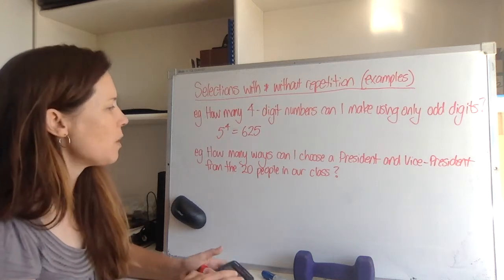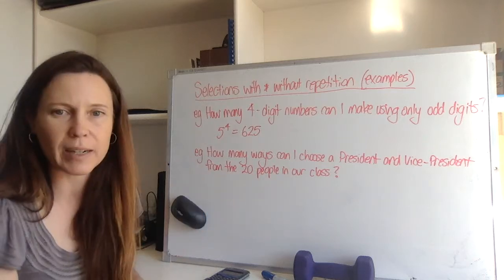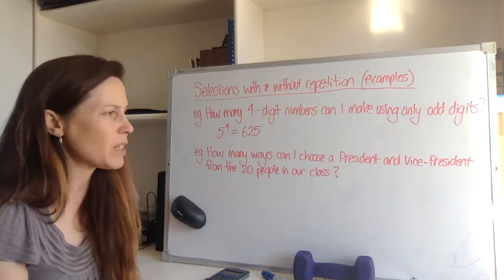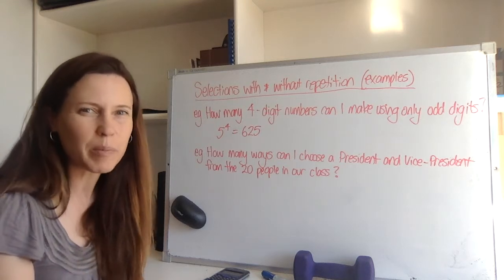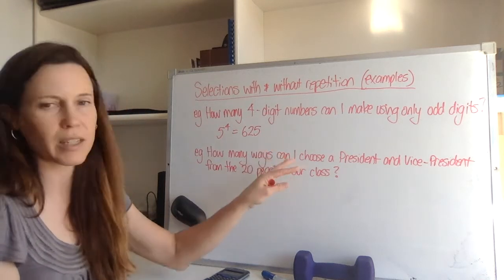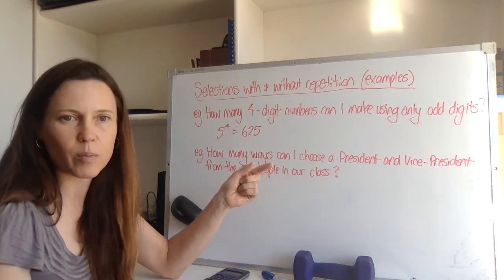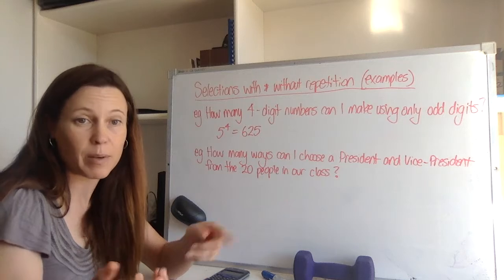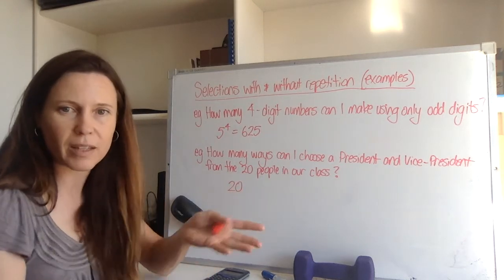Next question, how many ways can I choose a president and a vice president from the 20 people in our class? Well, would it be reasonable for one person to be the president and the vice president? Probably not. So even though it's not actually stated in the question, I can use a little bit of logical thinking here to realise that I'll probably think of how many ways I can make the president, and that would be 20 because everybody in the class would be eligible.